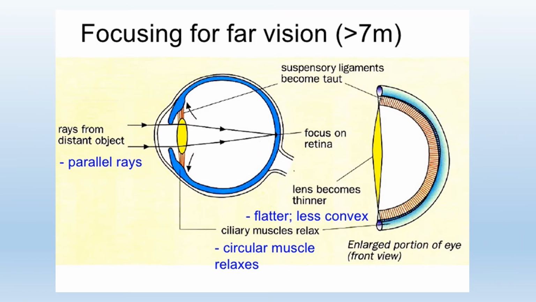But for an object which is at a distance, the ciliary muscles relax while suspensory ligaments become taut. This stretches the lens and it becomes thin and less convex, and as a result, image is formed on retina, and this is obvious in this diagram.